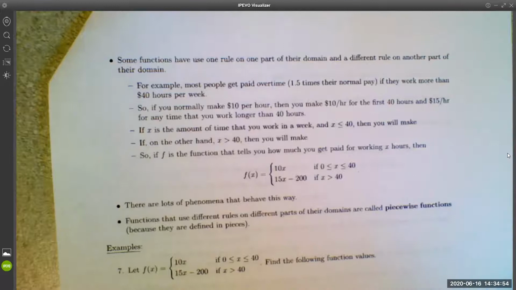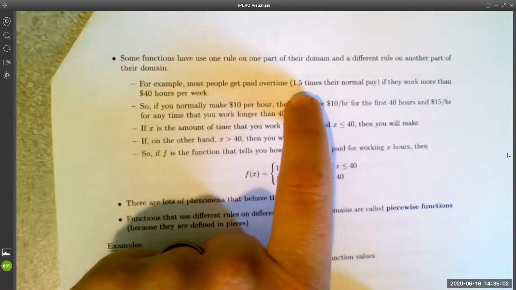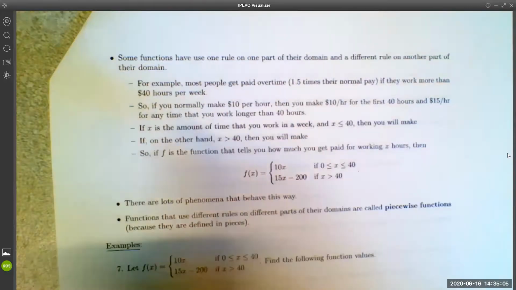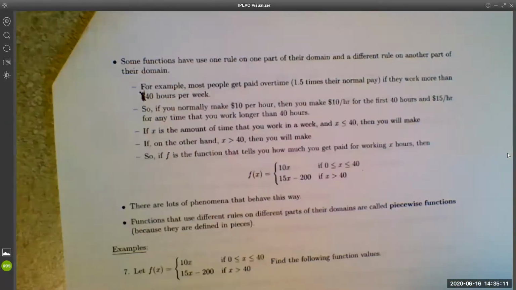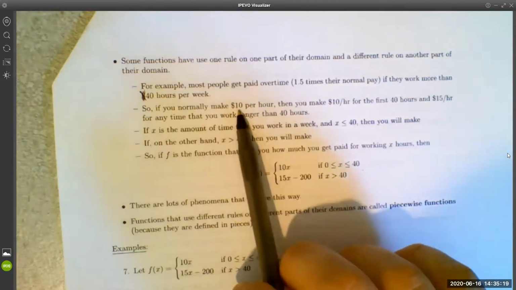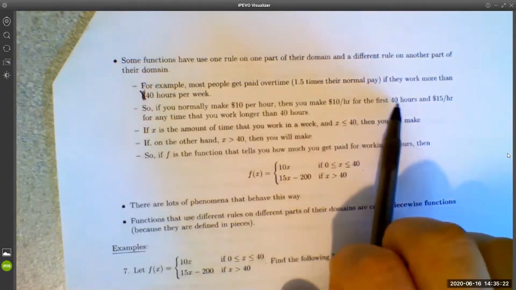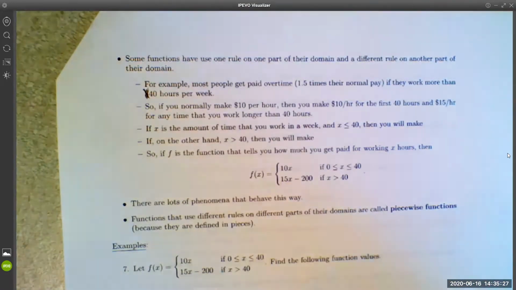The reason we might want to look at stuff like this, just to give you an example, is that most people get paid overtime. Overtime is 1.5 times their normal pay. Most people get paid overtime if they work more than 40 hours per week. So if you normally make $10 per hour, then you make $10 per hour for the first 40 hours that you work, and then you make $15 per hour for any time that you work longer than that. Actually, I think once you pass a certain threshold, you make double time, so it's even more complicated than this.